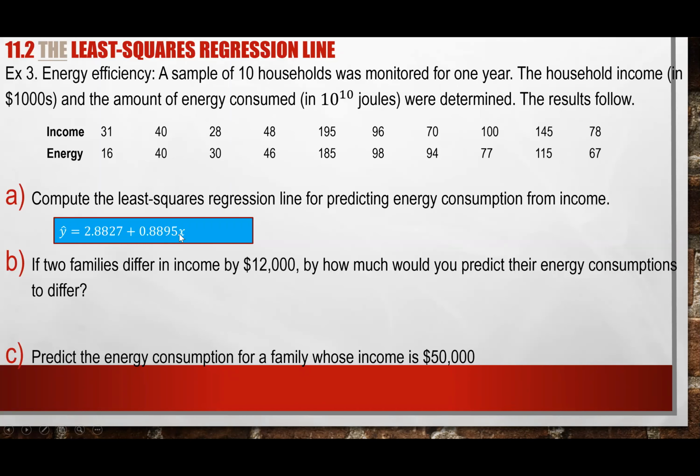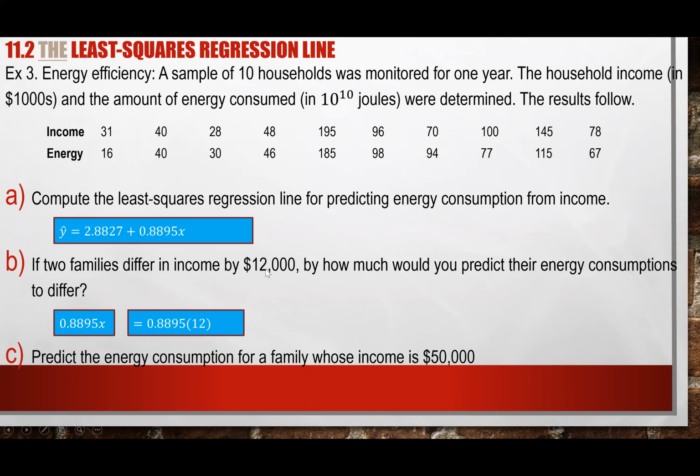So if we know the difference in income and need the difference in energy, instead of plugging into the original equation, plugging in another number, and then subtracting, all we need to do is take the slope, which is 0.8895, times the difference. But the reason I mentioned that the income is in thousands is that when you plug it in, ladies and gentlemen, you don't plug in 12,000, because the unit here tells us it's in thousands. So we can only plug in 12.